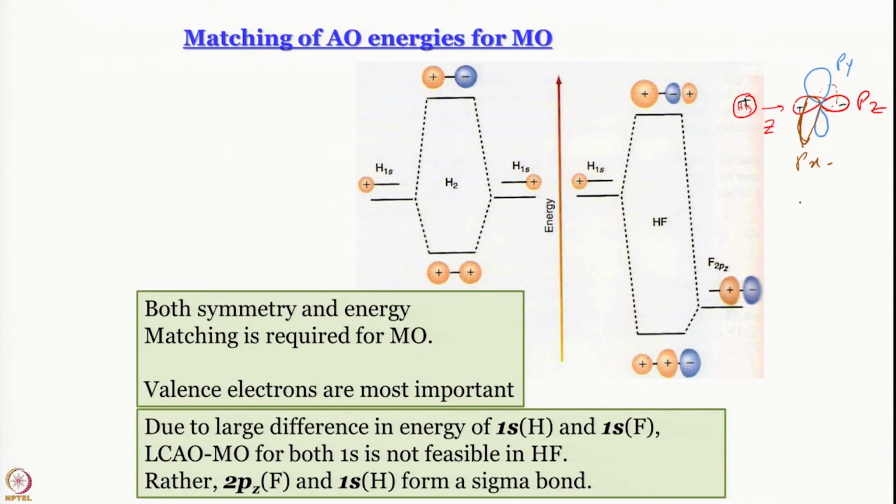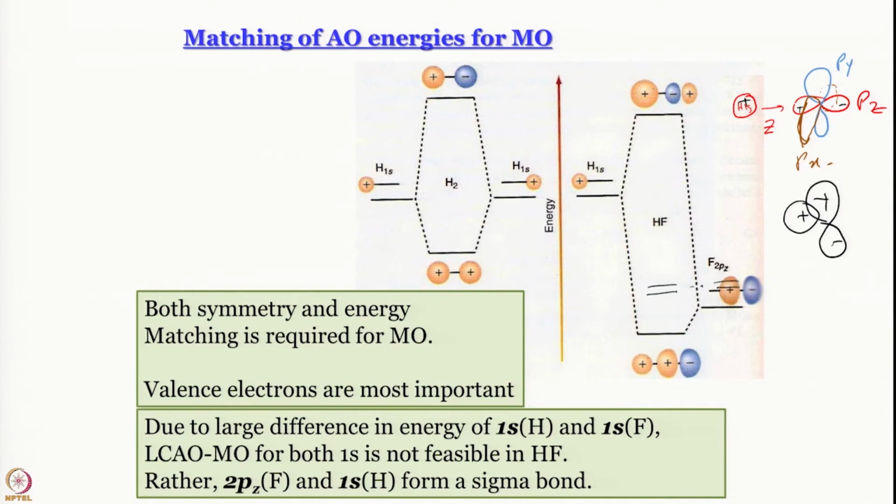What about Px or Py? This is 1s, let us say this is plus, and Px or Py would be like this, plus minus, that would be non-bonding, is not it? So, Px and Py would actually remain. If I draw Px and Py here, they would remain as non-bonding orbitals.